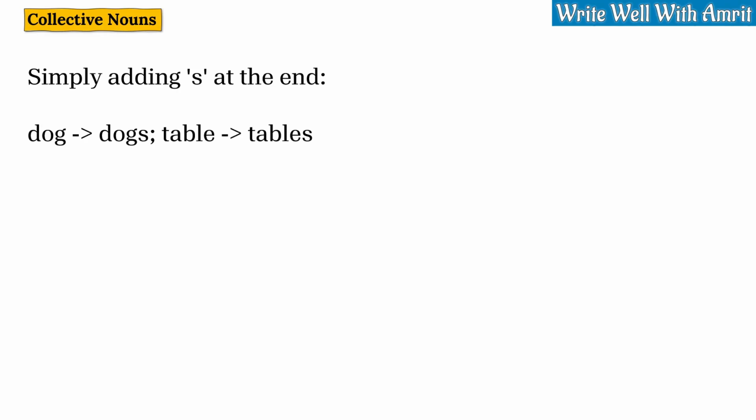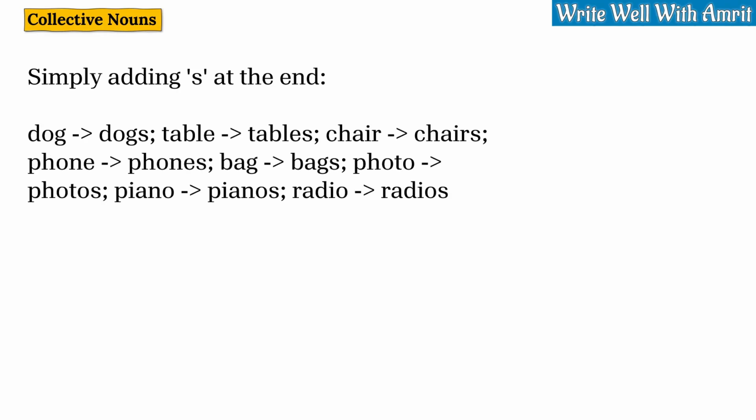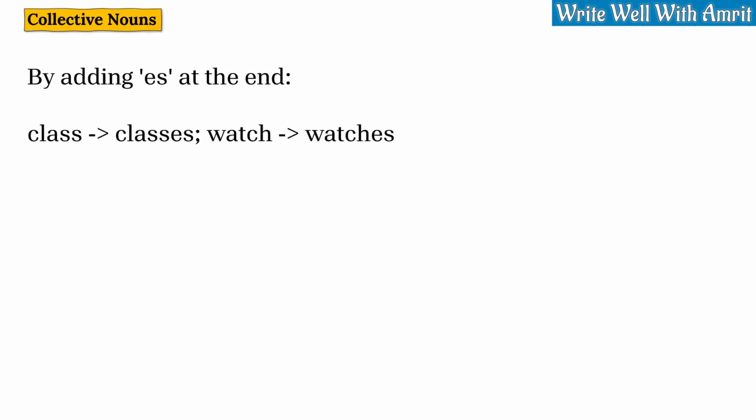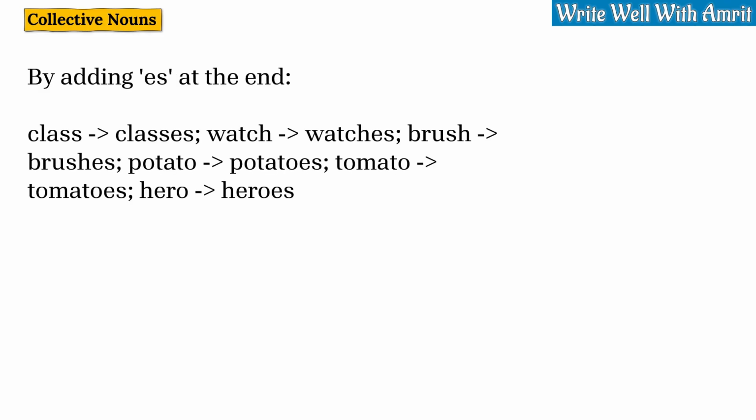Simply adding s at the end. Dog becomes dogs, table becomes tables, chair becomes chairs, phone becomes phones, bag becomes bags, photo becomes photos, piano becomes pianos, radio becomes radios. By adding es at the end, class becomes classes, watch becomes watches, brush becomes brushes, potato becomes potatoes, tomato becomes tomatoes, and hero becomes heroes.